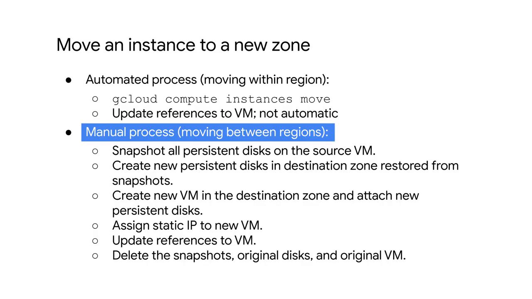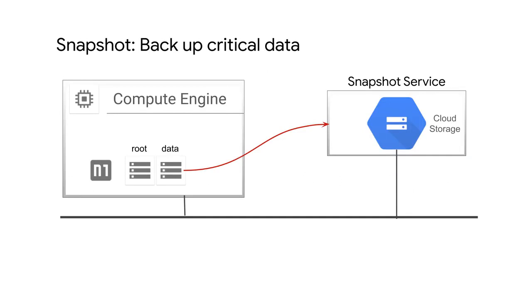Speaking of snapshots, let's take a closer look at these. Snapshots have many use cases. For example, they can be used to back up critical data into a durable storage solution to meet application, availability, and recovery requirements. These snapshots are stored in cloud storage, which is covered later.